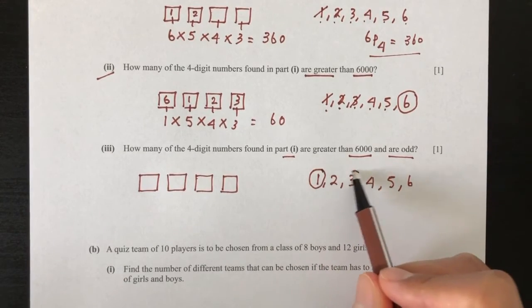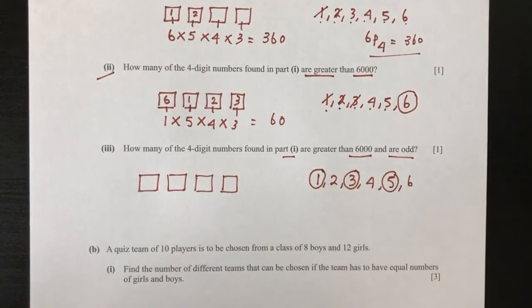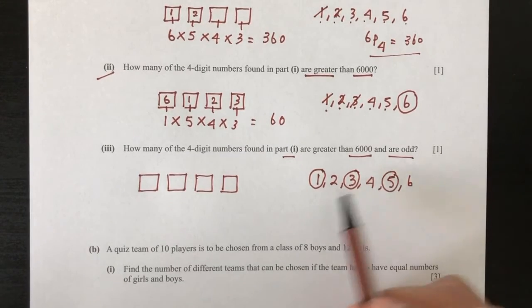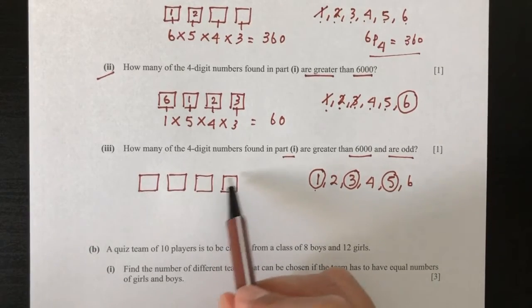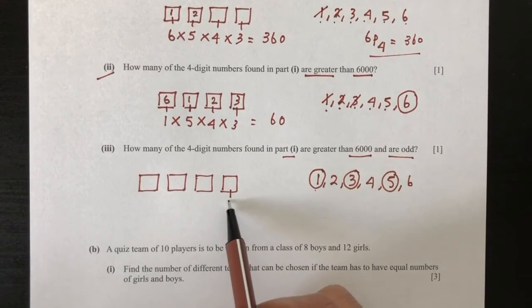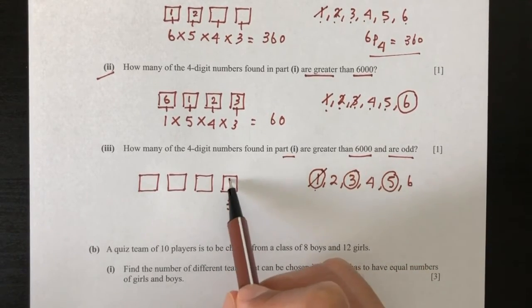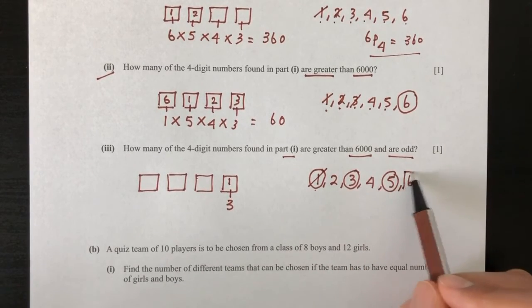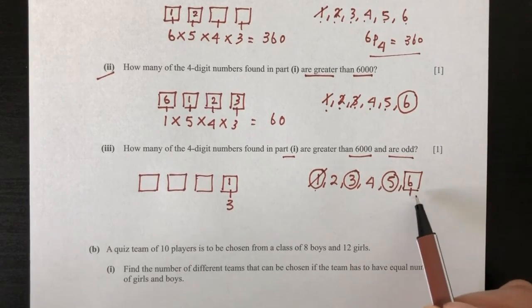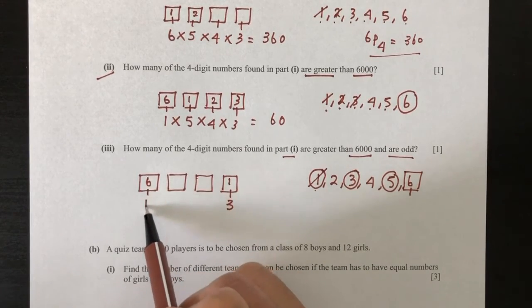1 is odd, 3 is odd, 5 is odd, which means we can have 3 ways of ending your number for it to be odd. So 3 ways. Let's say we choose 1. Now for it to be more than 6,000, we have only one way for this to begin, which is 6. So 6 has one way.